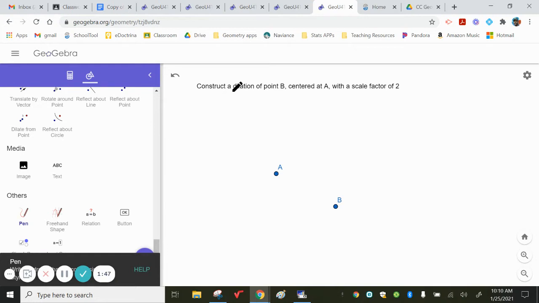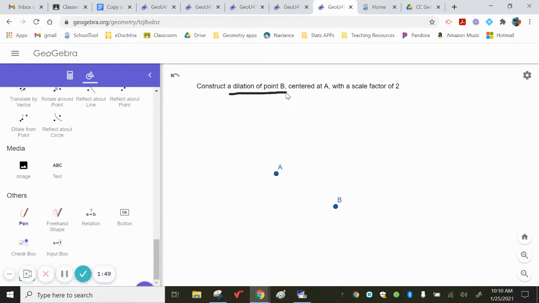And it says I'm going to do a dilation of point B. That means that point B is my pre-image before the transformation happens. Centered at point A, that's the center of the dilation, and the scale factor is 2. Now, what you need to know is that when you do a dilation, points do not get bigger and smaller. Points always stay the same size. It's their location that changes.